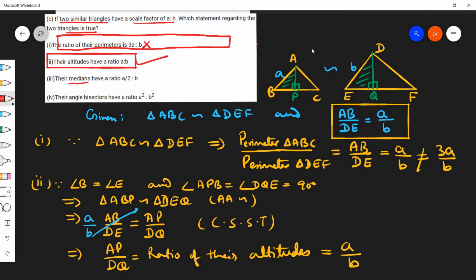The third one, they are writing medians and angle bisectors. Now keep in mind, if two triangles are similar, then the ratio of their corresponding sides is always equal to the ratio of their corresponding altitudes, the ratio of their corresponding medians, and the ratio of their corresponding angle bisectors. Its meaning is the ratio of corresponding altitudes is A is to B. The ratio of their corresponding medians also is A is to B. The ratio of their corresponding angle bisectors is also A is to B.